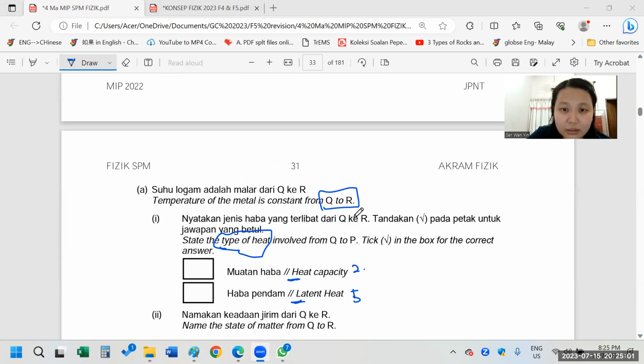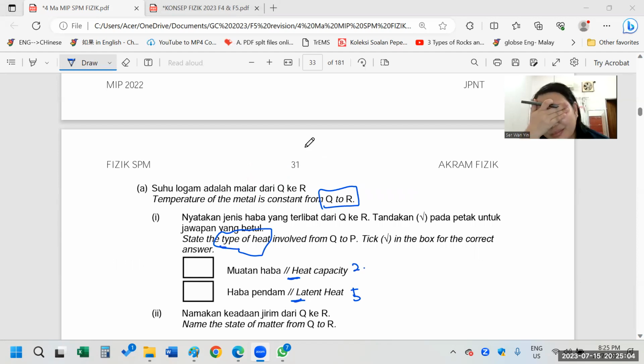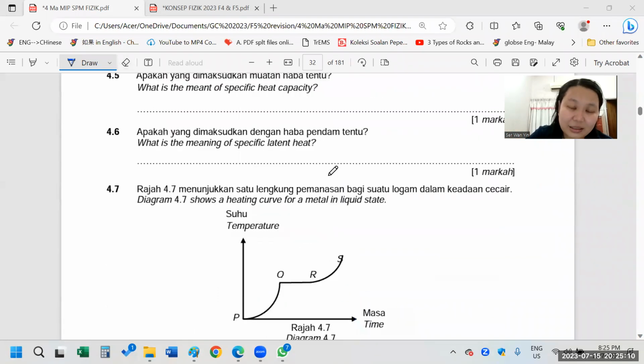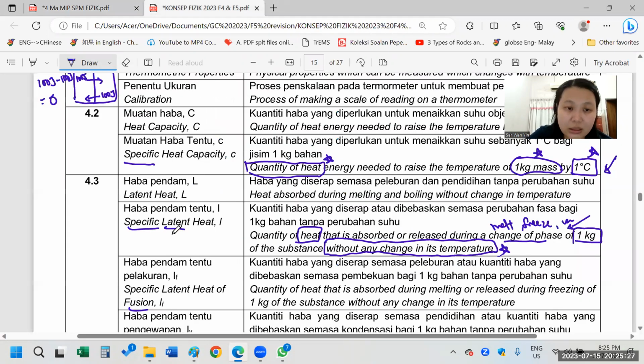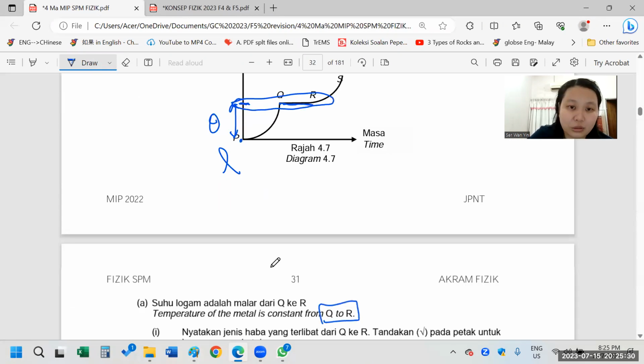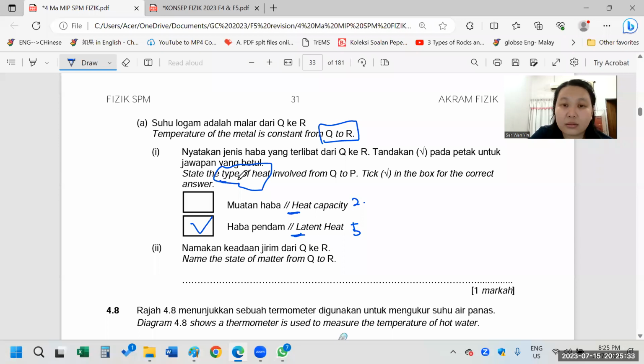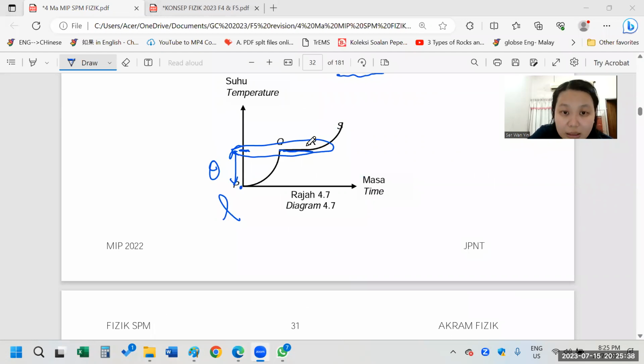Q to R. My fault, I saw it wrongly. Q to R. Sorry. Q to R means no changes of temperature. So obviously, no change means it is latent heat. I'm so sorry. Thank you. Okay, so this is how we see that: no change of temperature.